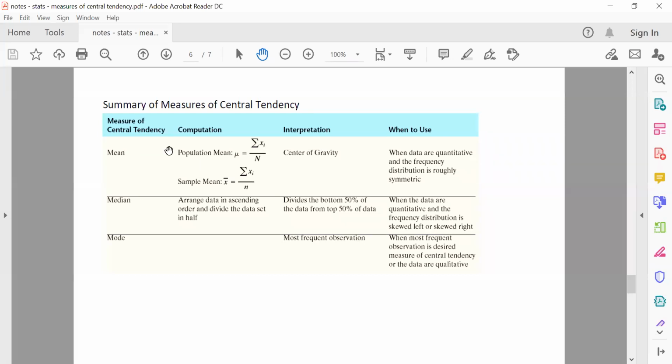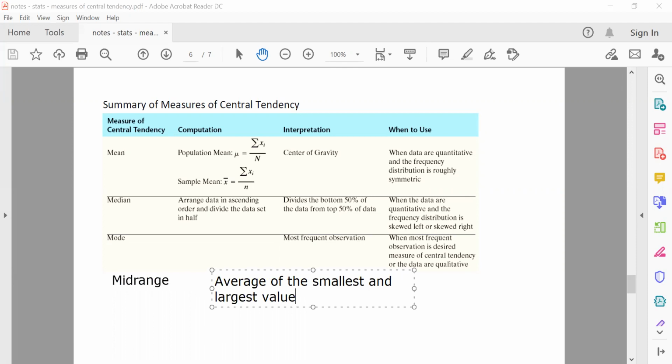So we talked about mean, median, mode. It's pretty straightforward. We'll add one little thing in there: the mid-range. I don't think it gets a special symbol. I think we just say, this is the mid-range. It's rock simple. It's just the average of the smallest and largest values only in the data set.